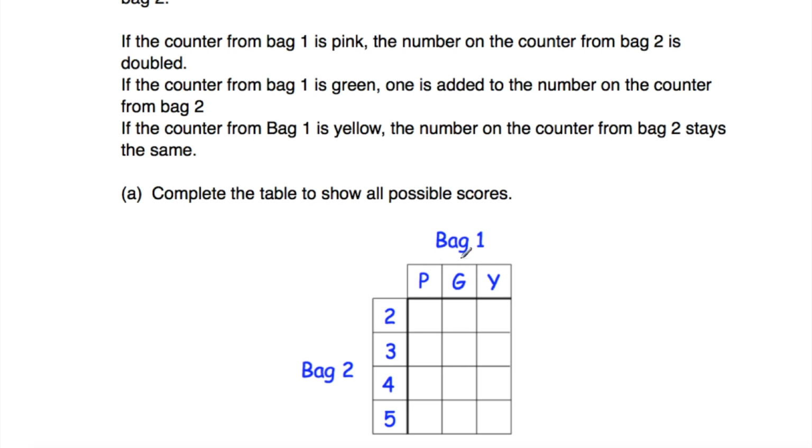So we've got bag 1, pink, green and yellow, and bag 2 we've got 2, 3, 4 and 5. So if a pink is selected from bag 1, the number on the counter is doubled. So if we get a pink, that's going to double these numbers. So it's going to be 4, 6, 8 and 10. Okay, if the counter from bag 1 is green, 1 is added to the number on the counter from bag 2, so 1's going to be added to these numbers. So if we get a green, we're going to add 1 to these numbers. That'll be 3, 4, 5 and 6. And then finally, if the counter from bag 1 is yellow, the number on the counter stays the same, so it's going to be 2, 3, 4 and 5. So we've completed our sample space diagram.